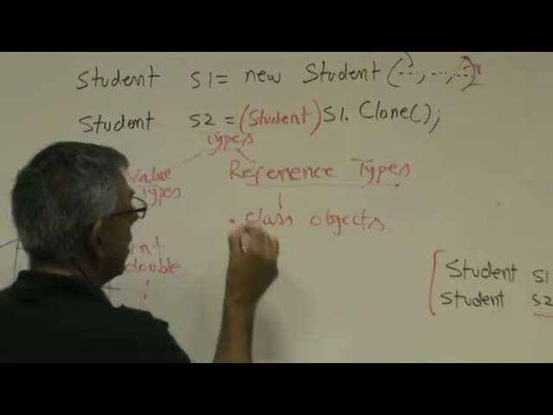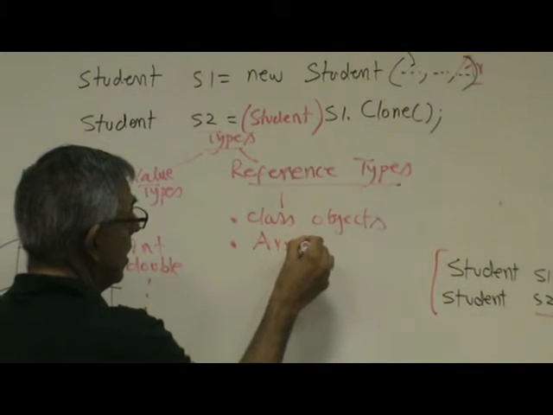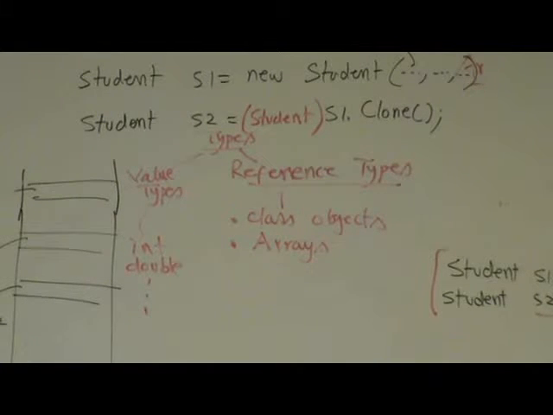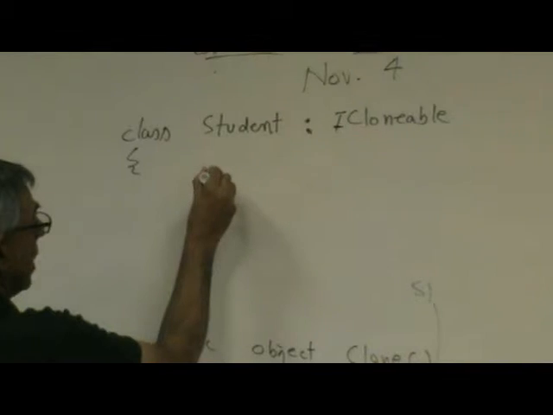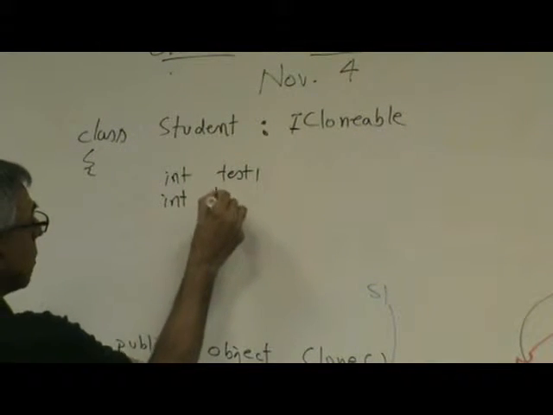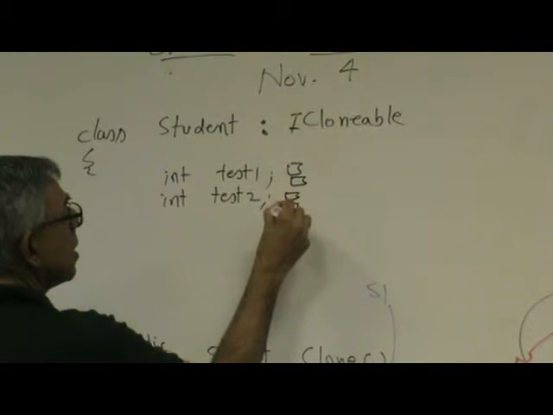What else? Arrays. Remember we discussed arrays in Java and C#, they are created on the heap. So they are also reference types. Okay. So now let's pretend we go to the student class, and remember the two fields we had over here were test1 and test2, right? And the corresponding public get set properties.